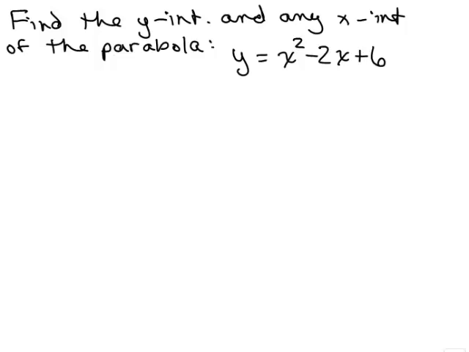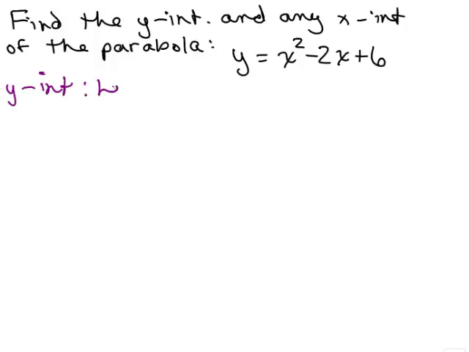All right, we're going to find the y-intercept and any x-intercepts of this parabola, y equals x squared minus 2x plus 6. Always, to find the y-intercept, we let x equal 0, because everywhere on the y-axis, the x-coordinate is always 0. So let's start off with the y-intercept, which is the easier one.